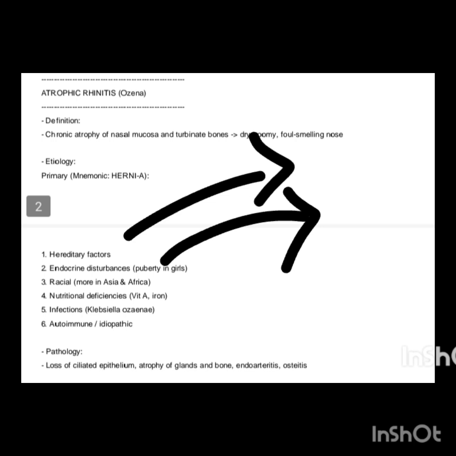Etiology, you can remember it by the mnemonic HERNIA. Hereditary factor, endocrine disorders, puberty in girls. It is related to the hormones, so endocrine disorders. And then racial factors, and then nutritional deficiencies such as vitamin A and iron deficiencies, infections, and autoimmune or idiopathic. So this is its etiology. You can remember it by the mnemonic HERNIA. If a girl or a female comes to you with foul-smelling nasal discharge, or she has crust in the nose, then this is the case of atrophic rhinitis.